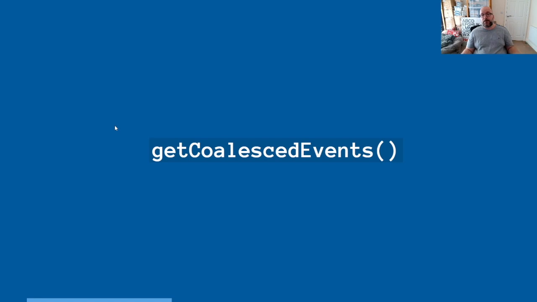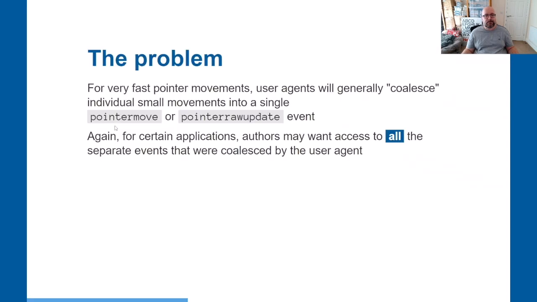Now, we talked about coalesced points. There's a new getCoalescedEvents method in Pointer Events Level 3. So the problem, again, for very fast pointer movements, user agents will generally coalesce individual small movements into a single pointer move, or even, as we've seen, a Pointer Raw Update event. For certain applications, such as drawing applications, authors may want access to all the separate events that were coalesced by the user agent.